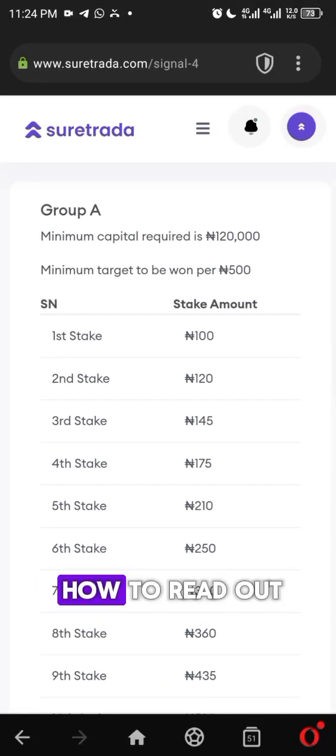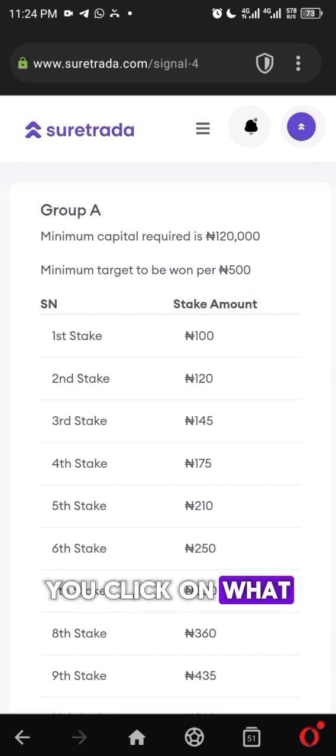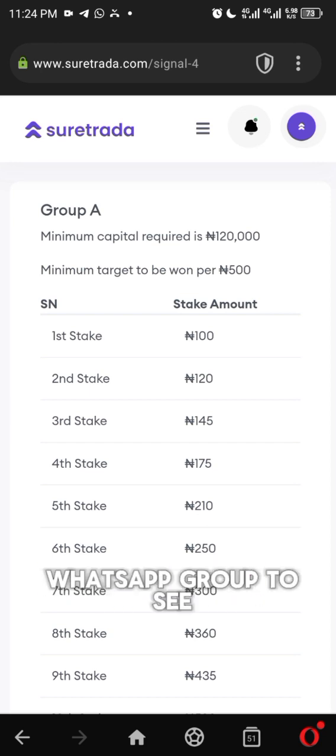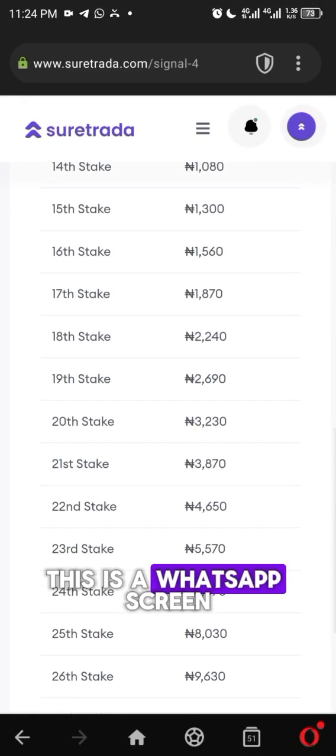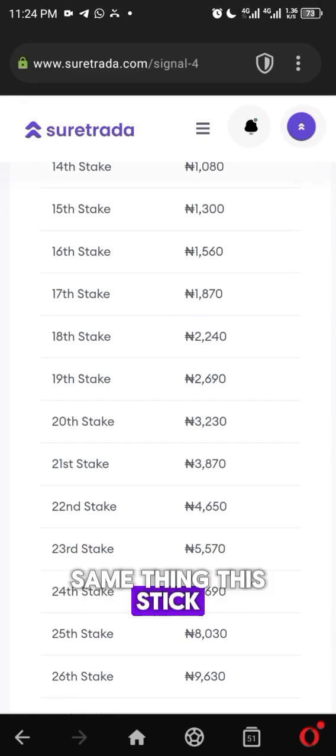So I've showed you how, after registering on the platform, to come to this place to check for signal. And once you receive signal, you click on what? You go to the WhatsApp group to see this stake. You see this stake over here. I'm still going to show you on the WhatsApp screen. Yes, this is the WhatsApp screen. It is still the same thing. This stake. Let me go back to the website.